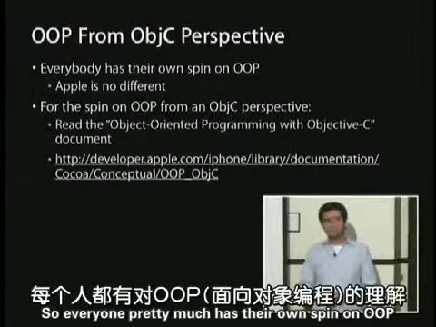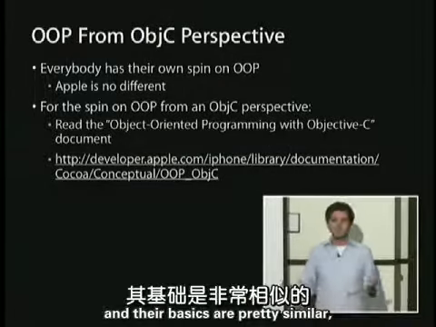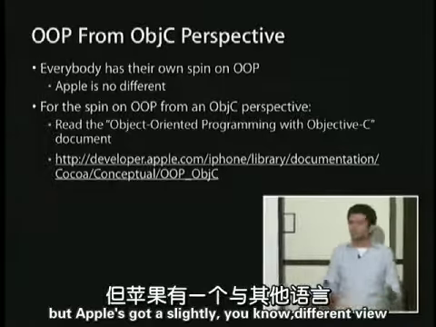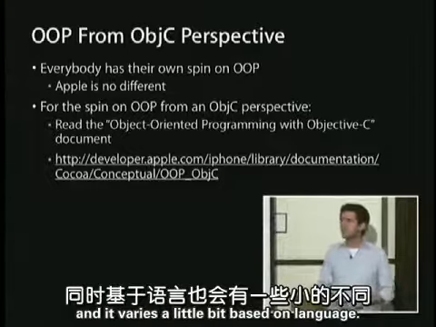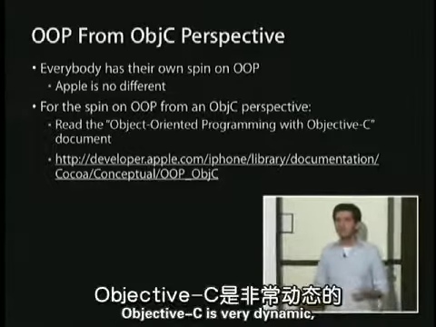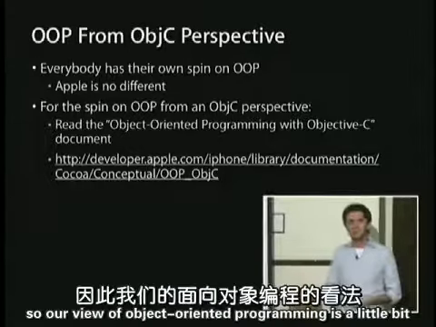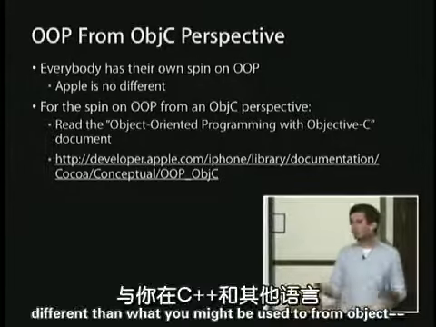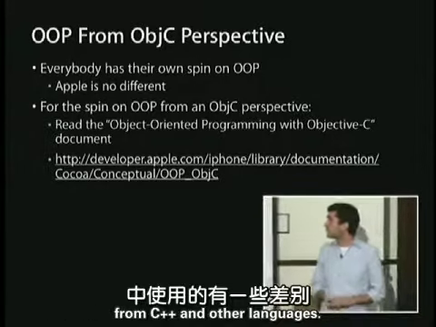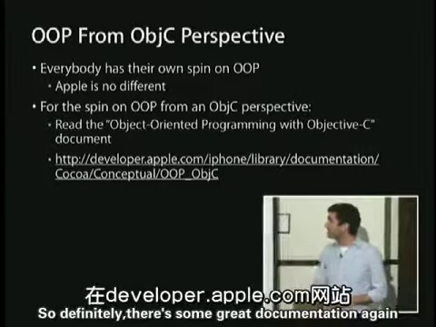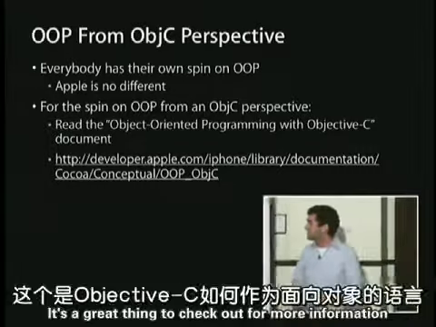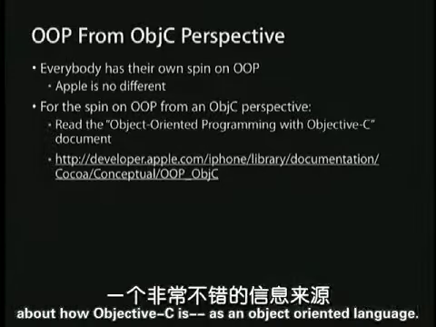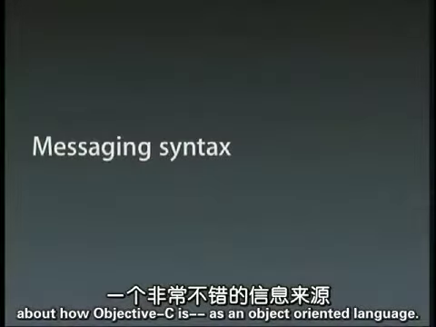So everyone pretty much has their own spin on OOP, and the basics are pretty similar, but Apple's got a slightly different view of the world than some of the other languages, and it varies a little bit based on language. Objective-C is very dynamic, so our view of object-oriented programming is a little bit different than what you might be used to from C++ and other languages. There's some great documentation on the developer.apple.com site, object-oriented programming with Objective-C. It's a great thing to check out for more information about how Objective-C works as an object-oriented language.